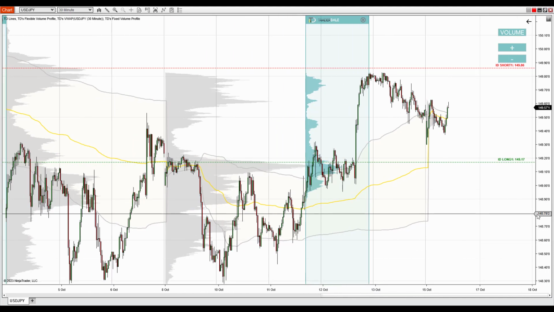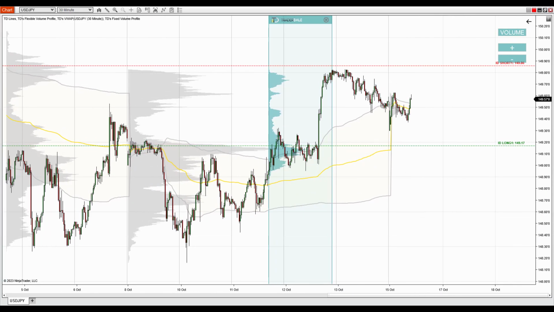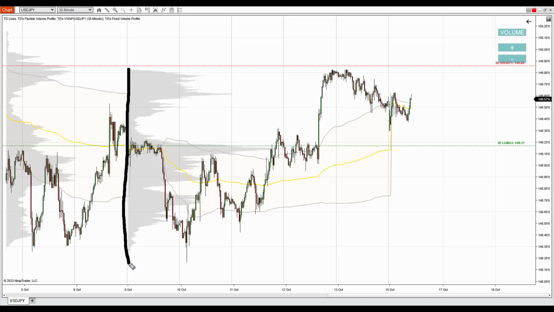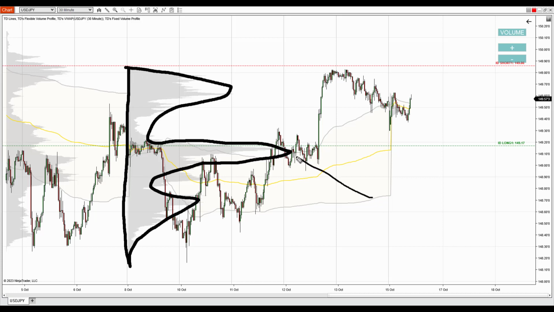Now there is also another thing that I wanted to show you here. Let me just delete this flexible profile and show you on this cumulative profile, which is a profile that shows volume distribution throughout the whole week. Right here, this is the weekly point of control, which means heaviest volumes throughout the whole previous week were traded here. As you can see, it is at our level, and this massively adds strength to that level.